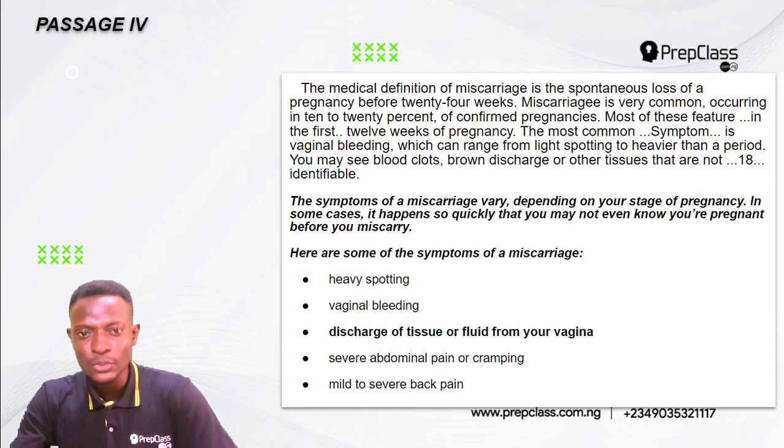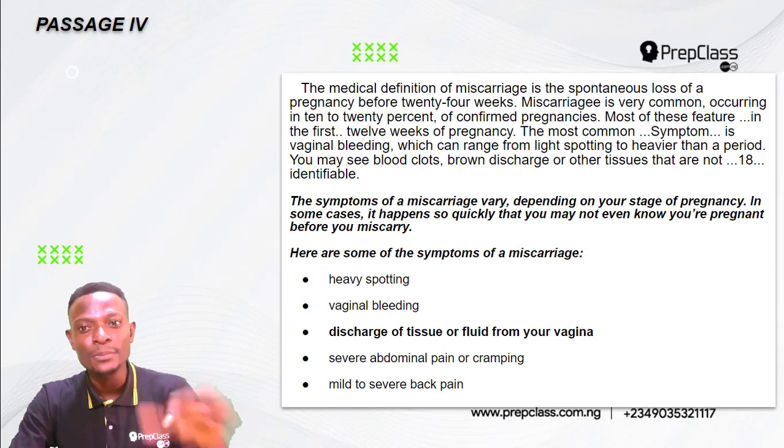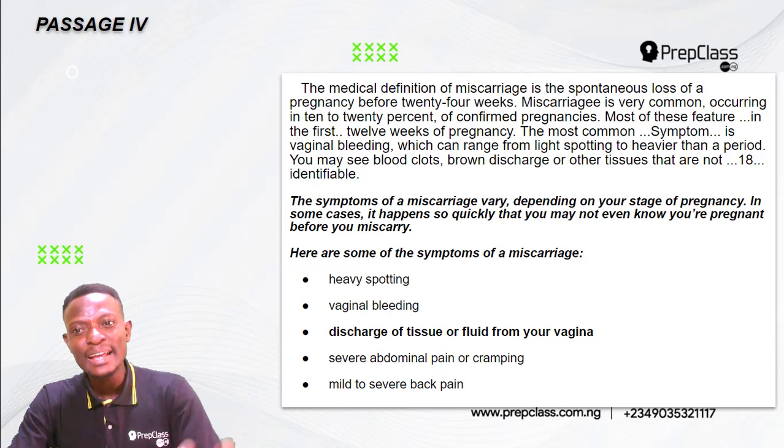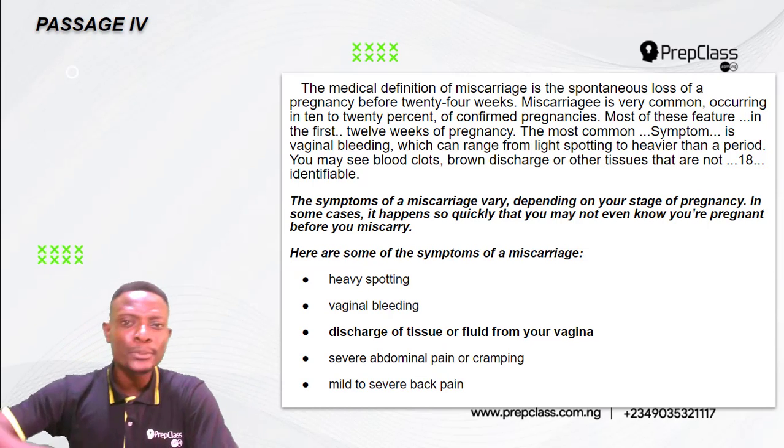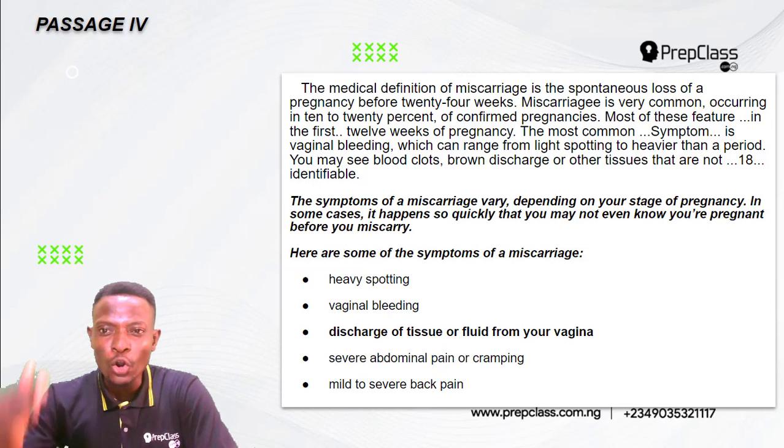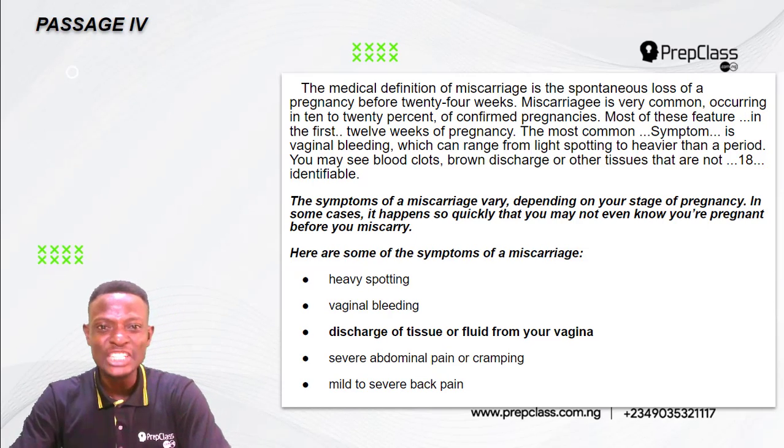The most common symptom is vaginal bleeding, which can range from light spotting to heavier than a period. You may see blood clots, brown discharge, or other tissues that are not identifiable.